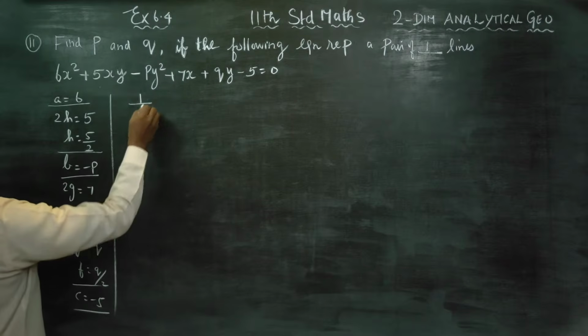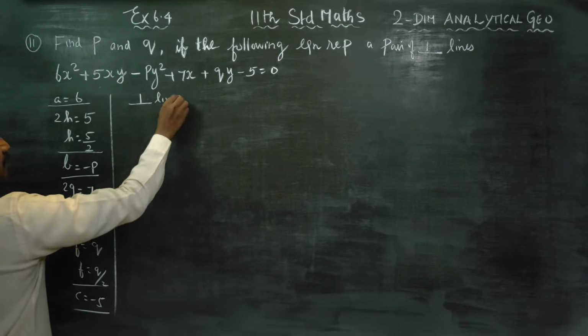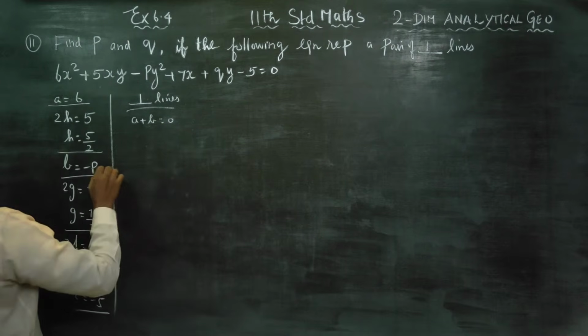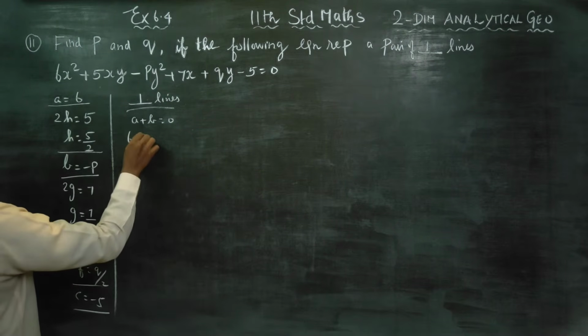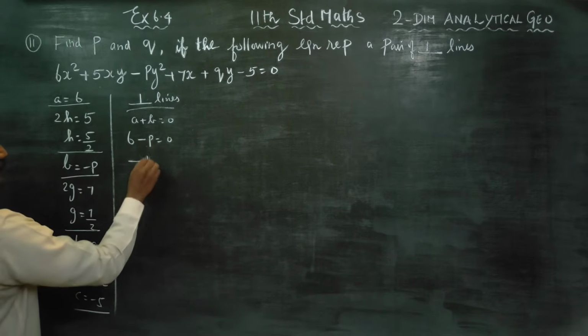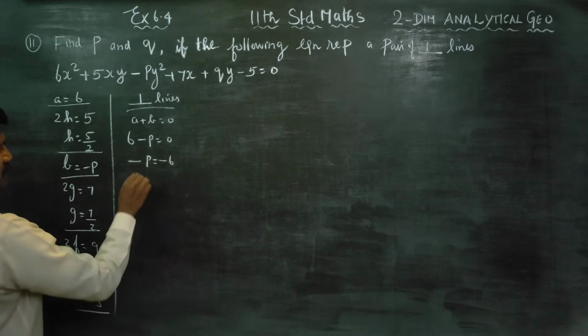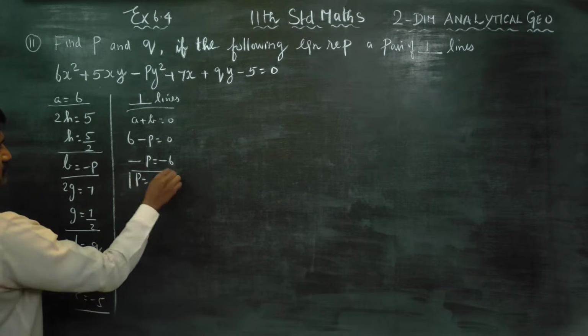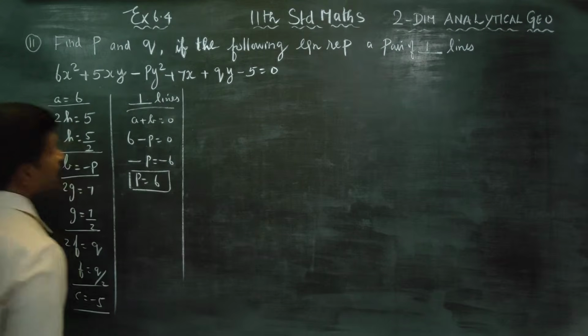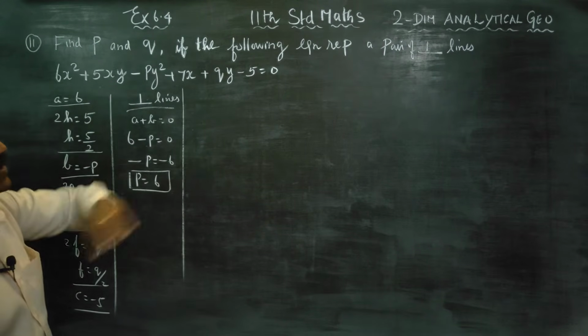For perpendicular lines, the condition is a plus b must be equal to 0. What is my a? A is my 6. What is my b? B is my minus p, so minus p plus 6 is equal to 0. Minus p is equal to minus 6. Therefore, p is equal to 6. P's answer is ready.